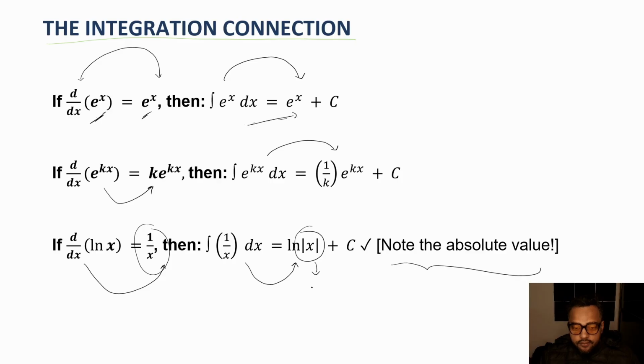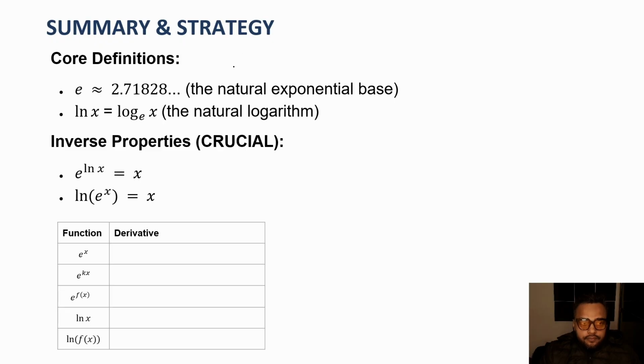It can't be negative. So this is the integration part. Okay, students. Now whatever we have discussed here, the definition of e is the natural exponential base. The value is 2.71828. ln x and log x base e both are the same. They are natural logarithm.